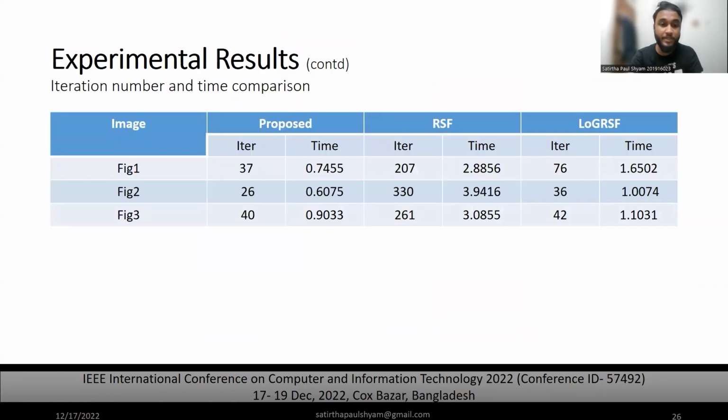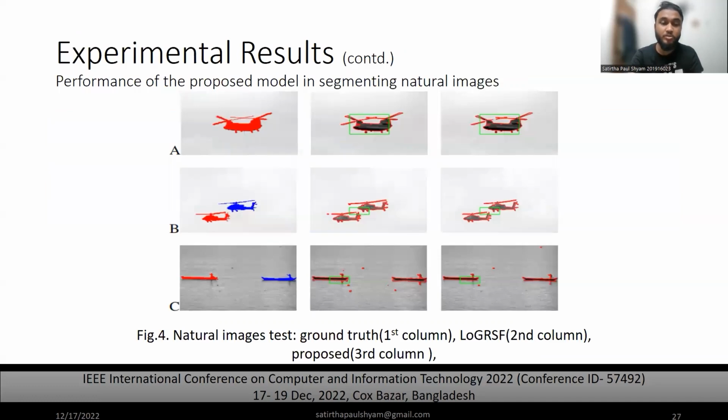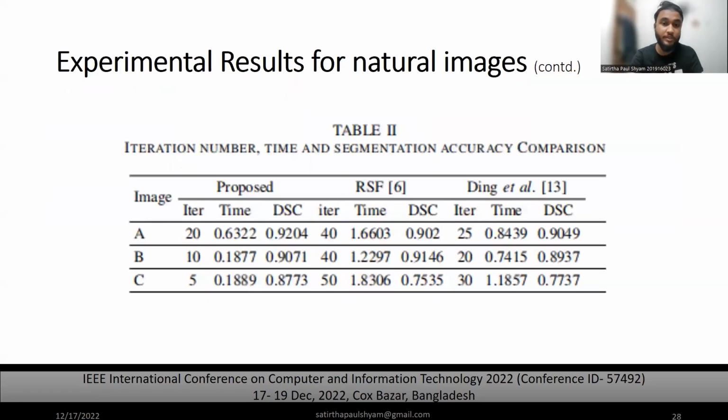During the experiment, we have noted down some experimental result values, and we can observe that our proposed model requires less iteration number and less time. We have also done the whole experiment for some natural images, and you can see that our model is also doing a decent job here. The experiments for natural images are shown in a table. Here you can see that our proposed model requires less iteration number and less time and has a higher DSC. DSC is a score. The higher the score, the better the segmentation quality.